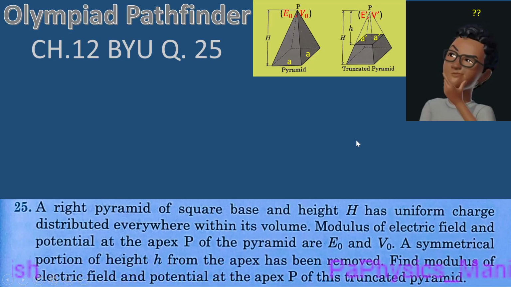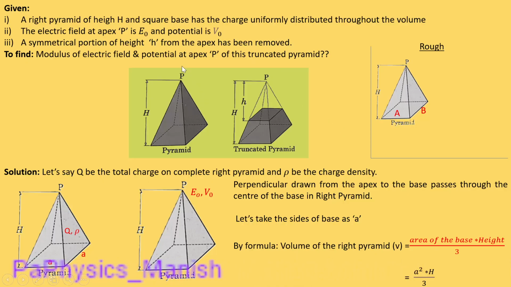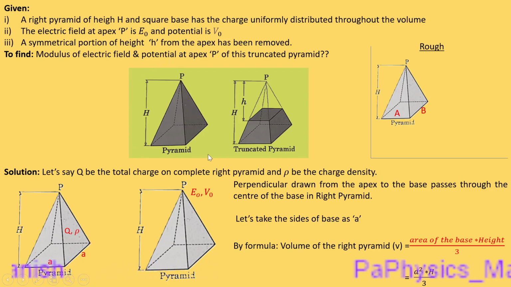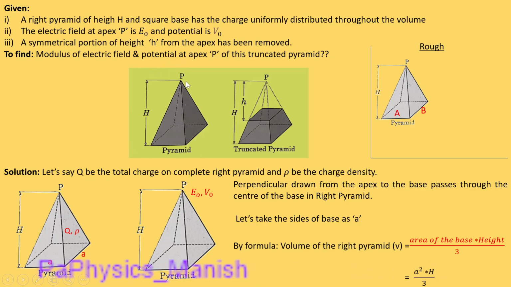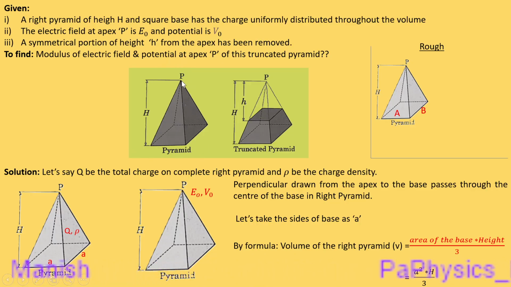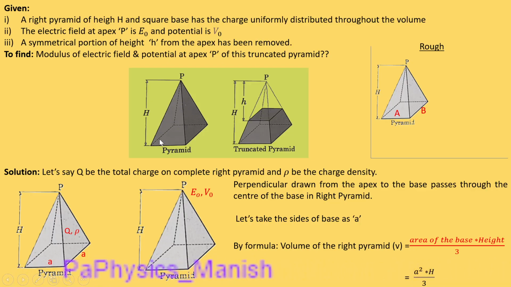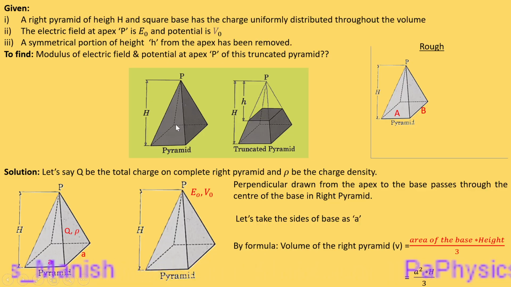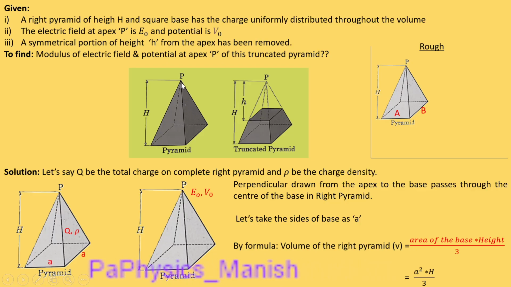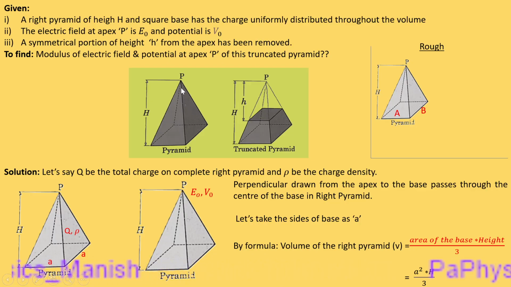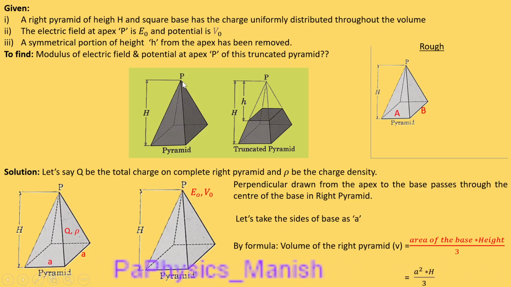So let us solve this question. First important thing, you should know what is a right pyramid. A right pyramid is basically a pyramid in which when you draw a perpendicular from apex P on its base, it will pass through the center of the base. And that perpendicular line itself is called the axis of the right pyramid. That is one thing.